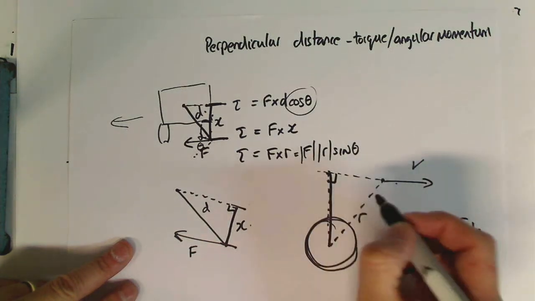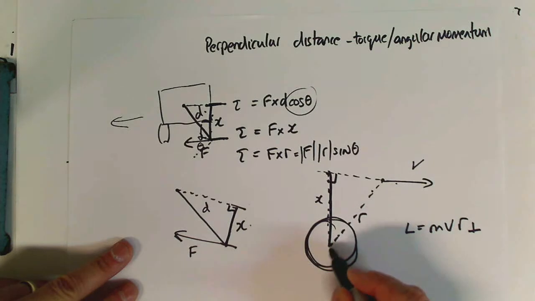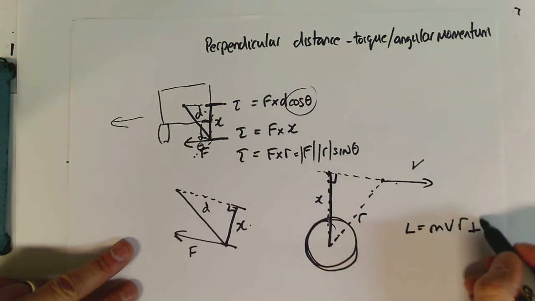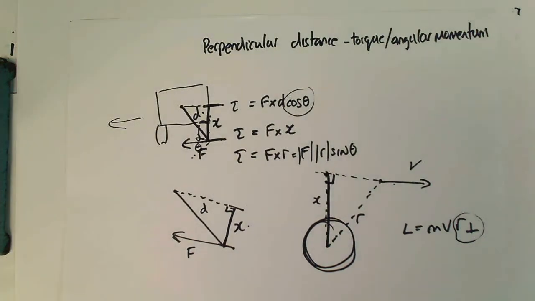Alright, and so the actual distance we use is not r, it's the perpendicular distance, which is x, and that's how we would work it out. Okay, so remember that comes into play in these torque problems and in these angular momentum problems.